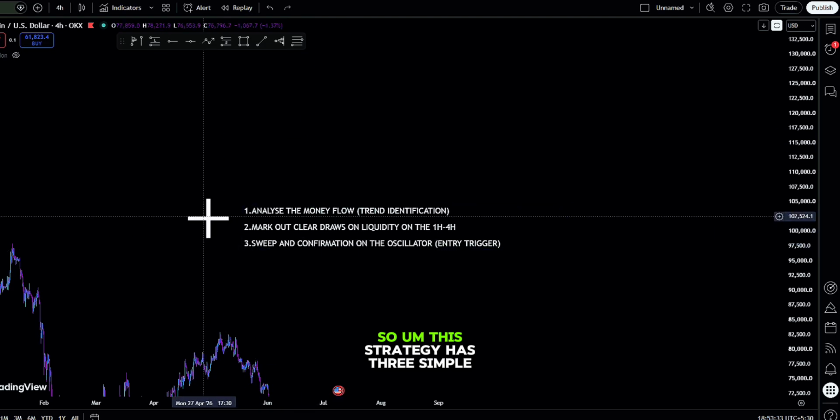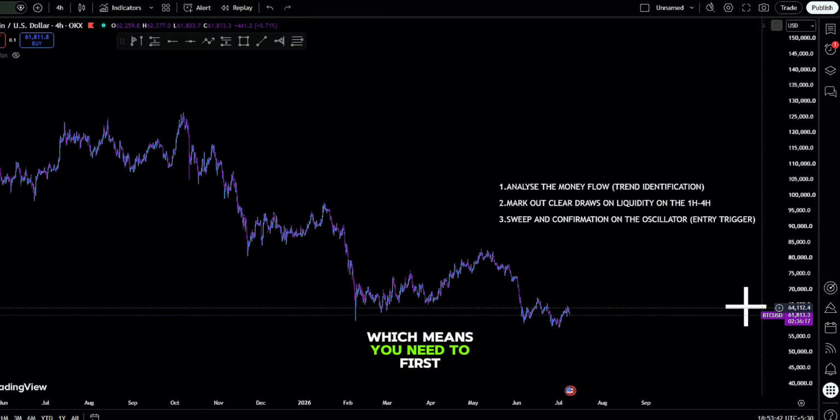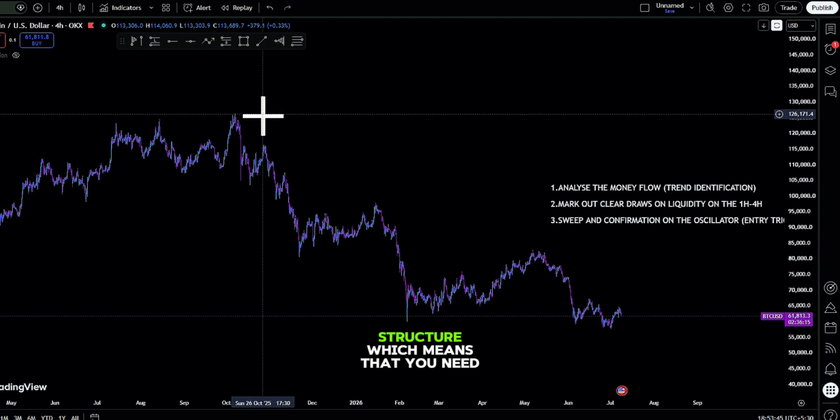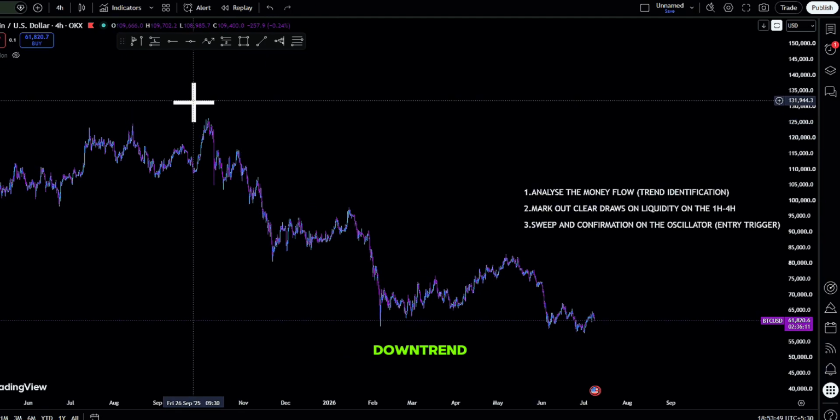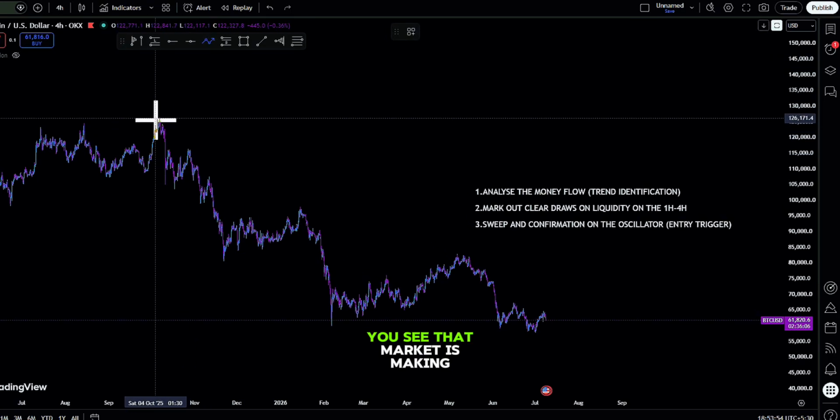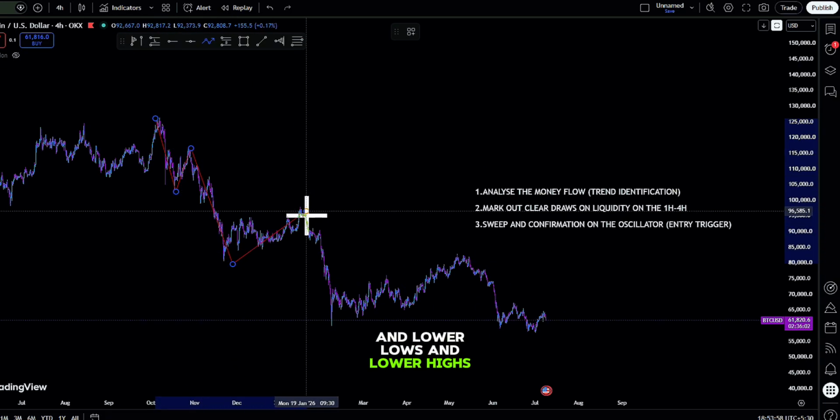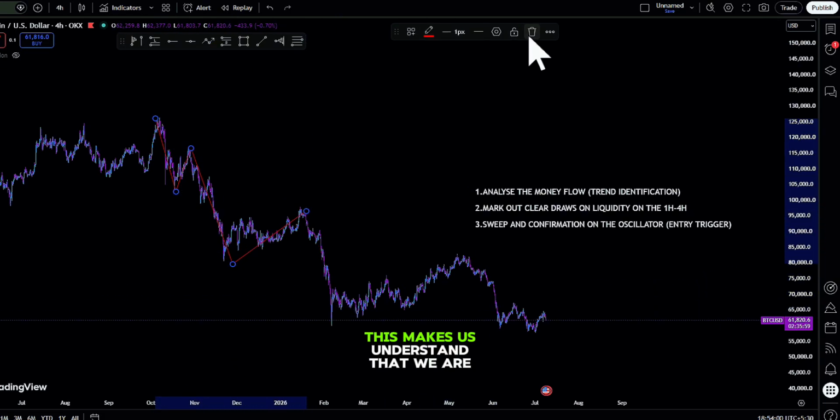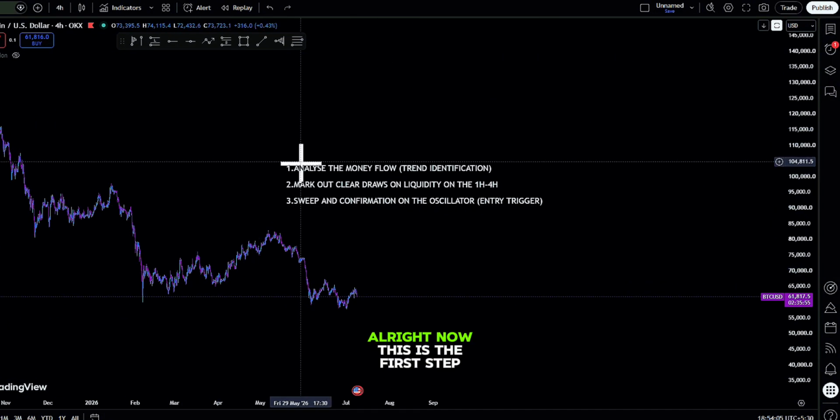Alright, so this strategy has 3 simple steps. Step number 1 is analyze the money flow, which is the trend identification process, which means you need to first analyze the market structure, which means that you need to understand whether the price is moving in a downtrend, uptrend, or a sideways range. Like in this scenario, you see that the market is making consistent lower lows and lower highs, and so on. So this makes us understand that we are only interested in short setups. Alright, now this was the first step.